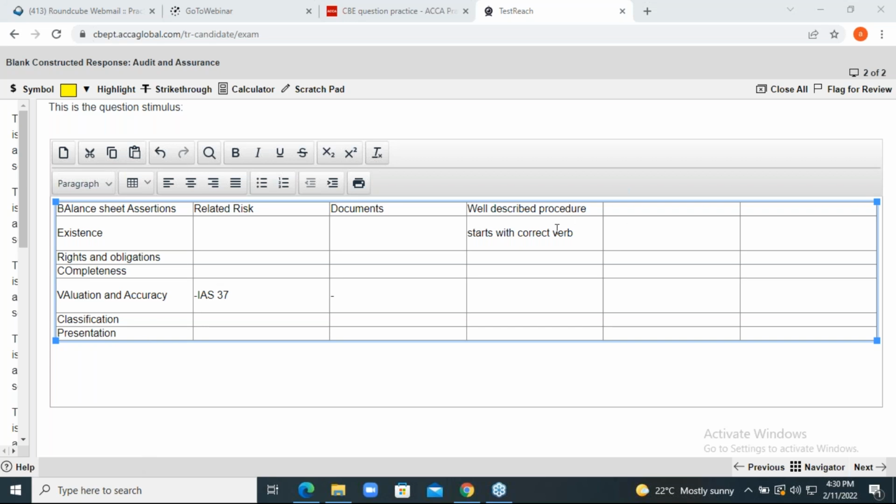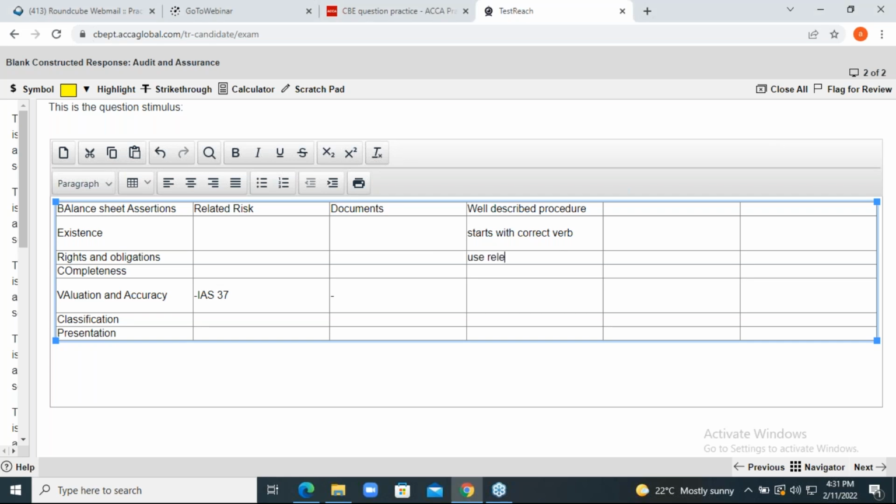For example, if you want to do something with minutes of the meeting, then observation is not a correct verb. Recalculation is not a correct verb. Inspect or review are the correct verbs to start with. So start with the correct verb.